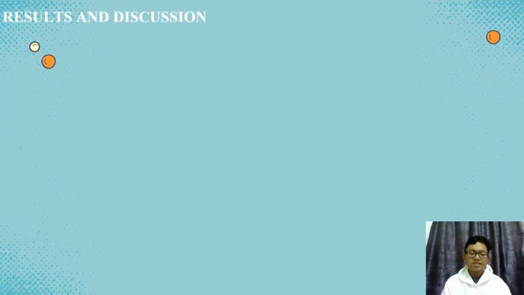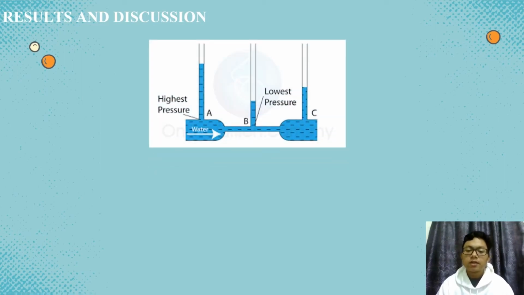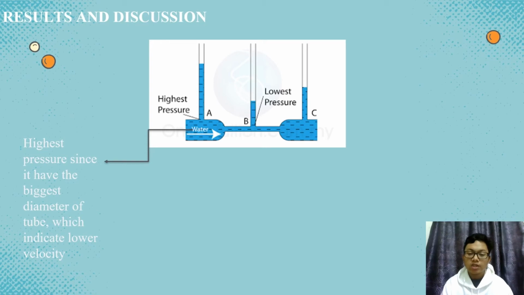For the results and discussion part, this figure indicates the real experimental result. As we can see, we have three sections, A, B, and C. A and C have the same diameter, but B has a smaller diameter. A indicates the highest pressure since it has the highest water rise. Since it has a bigger diameter, it will give a lower velocity, as we see in the flow rate formula. So when the velocity is lower, the pressure will be much higher.